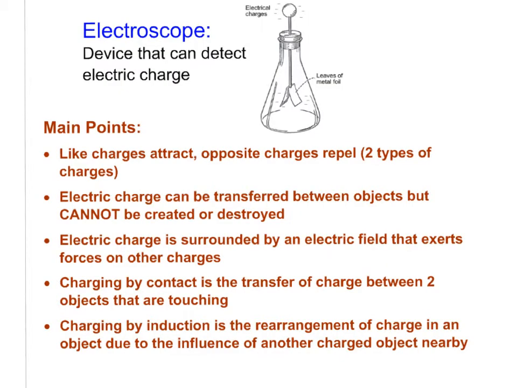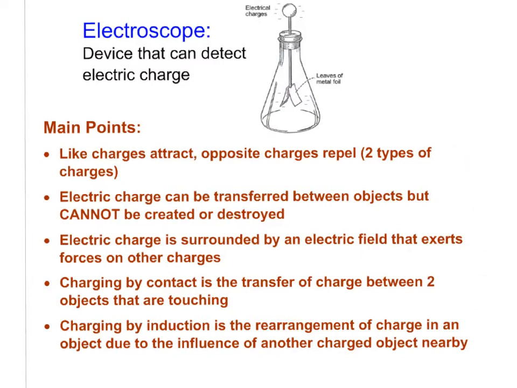One more item to mention is an electroscope. It is a device that can detect electric charge. It does this via two very thin metal leaves, they're called. And when these leaves are not charged, they hang straight down. When they are charged, they begin to come up like they are in this diagram here, because they are being pushed apart by the electrical charge.